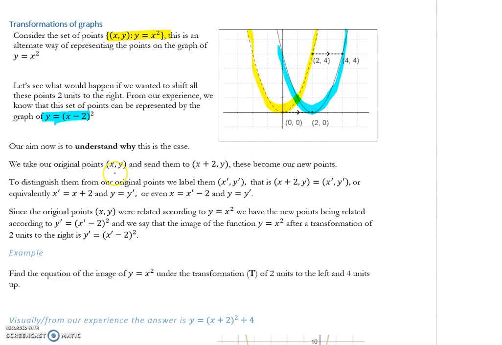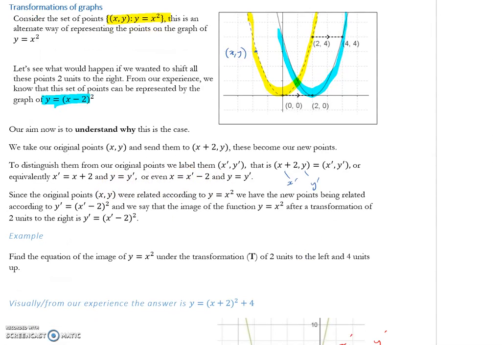We take our original points (x, y), whatever they are, and send them to (x plus 2, y). These become our new points. So to keep track of things, we label them x dash and y dash, and that means that x plus 2 is x dash and y is y dash. So we can write it like that. And then this is just a rearrangement of this. Okay, so if I subtract 2 from both sides, I get x is x dash minus 2, and so on.